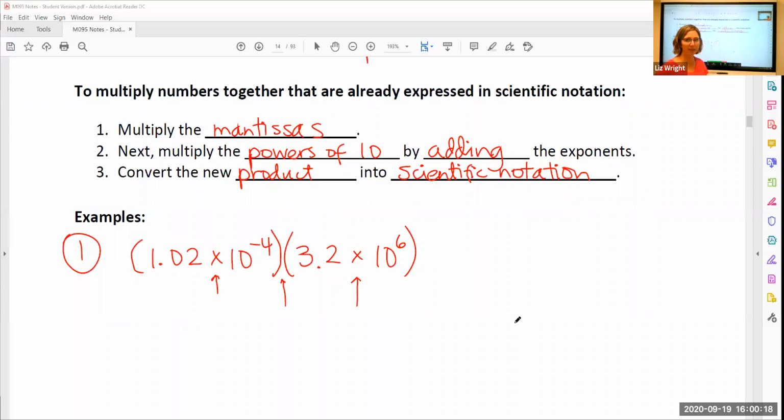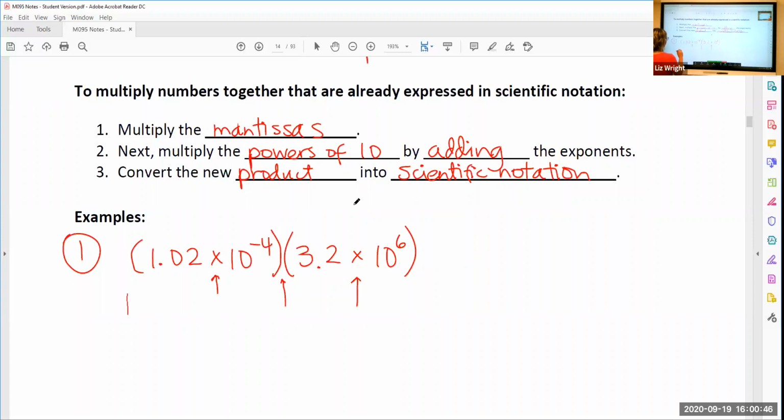I've had some students say that this looks like the distributive property, and that we're going to use FOIL: first terms, outside terms, inside terms, last terms. No, we don't do that. We only would do that if these were addition or subtraction, but we don't have that. All we have is multiplication. So we can use what's called the commutative property and shuffle our terms around so that we can multiply our mantissas together.